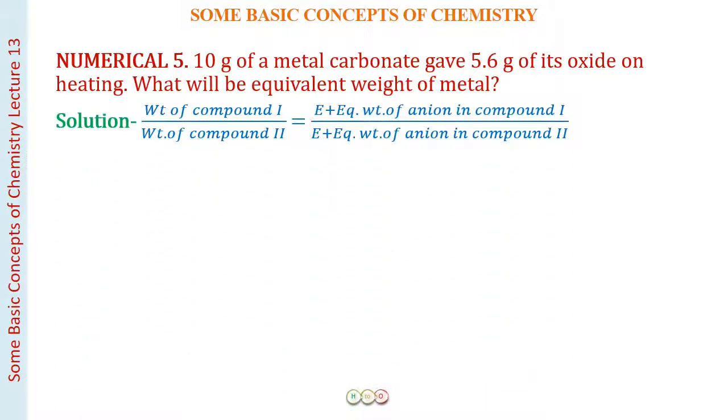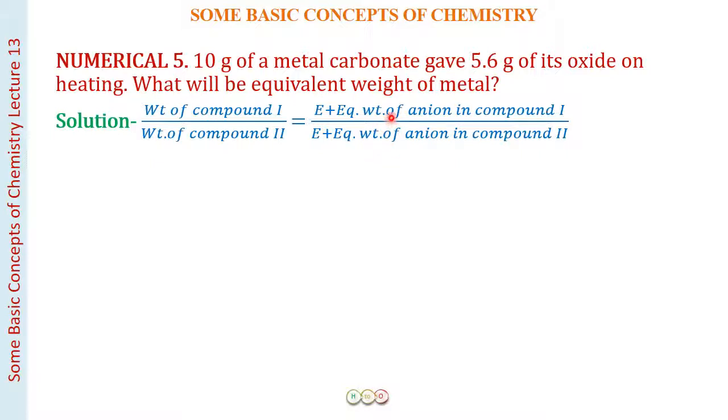Here now, what is it going to be? The number of equivalents of the metal carbonate and the metal oxide are going to be the same. So you can say basically that the weight of compound 1 over the equivalent weight of compound 1 would be equal to the weight of compound 2 over the equivalent weight of compound 2. We have just simply rearranged that number of equivalents to be the weight of compound 1 over the weight of compound 2 and then the equivalent weights of compound 1 and compound 2.